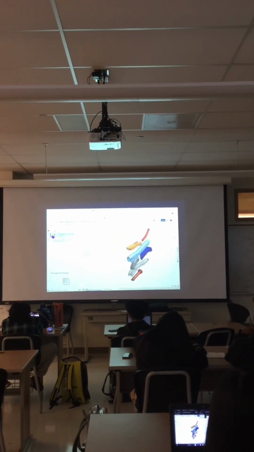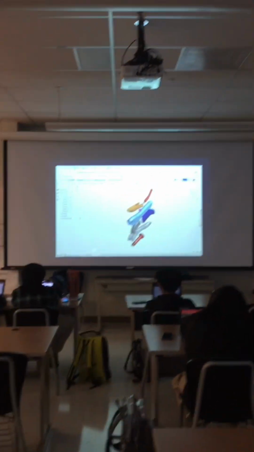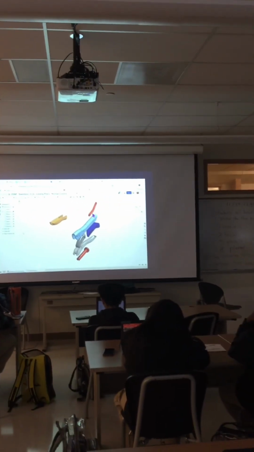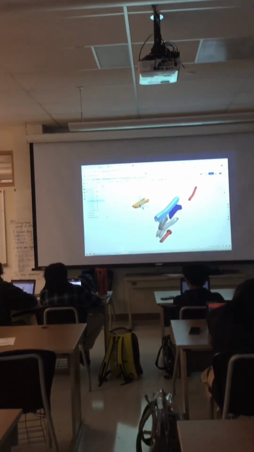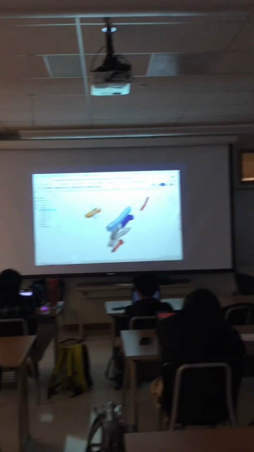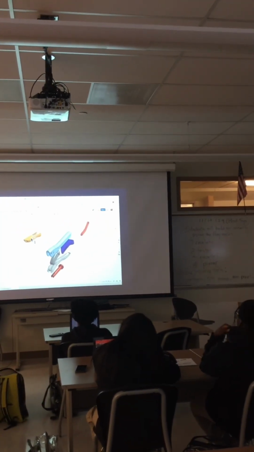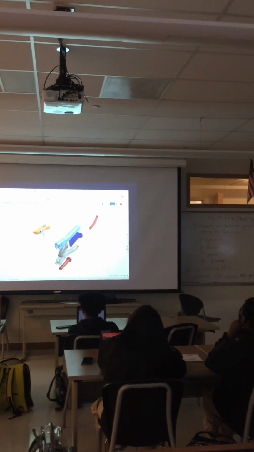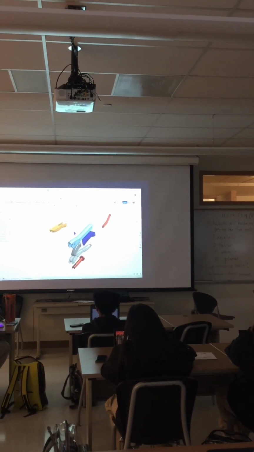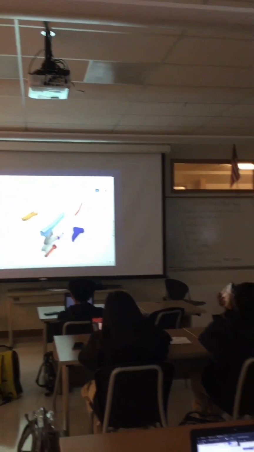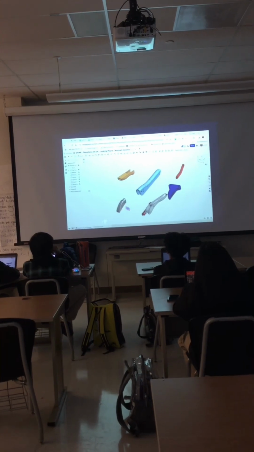So if this is an assembly studio, we can actually move these, right? Yeah, we can. And if something is moving, if you click on this, we can find the triad manipulator, right? So we can manipulate these. If you move this, it's moving. If you move this, this is moving, this is moving, right?